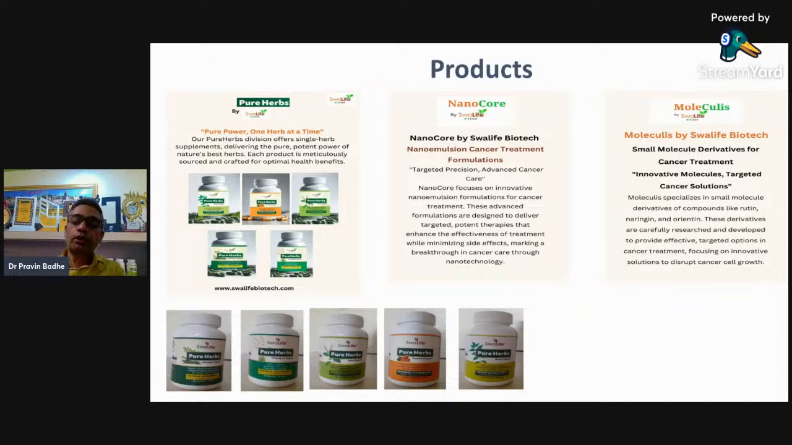So we got about 32 small molecule derivatives utilizing the compounds rutin, naringin, and orientin, which we have studied as single compounds, and we have got activity. But based on the AI algorithm, we have now got 32 compounds. Those are derivatives of these small molecules from the plant, which we have utilized for the pure herb. So we are keeping it simple, but simultaneously we are making sure that we are looking at the treatment, and we are looking at the prevention as well.